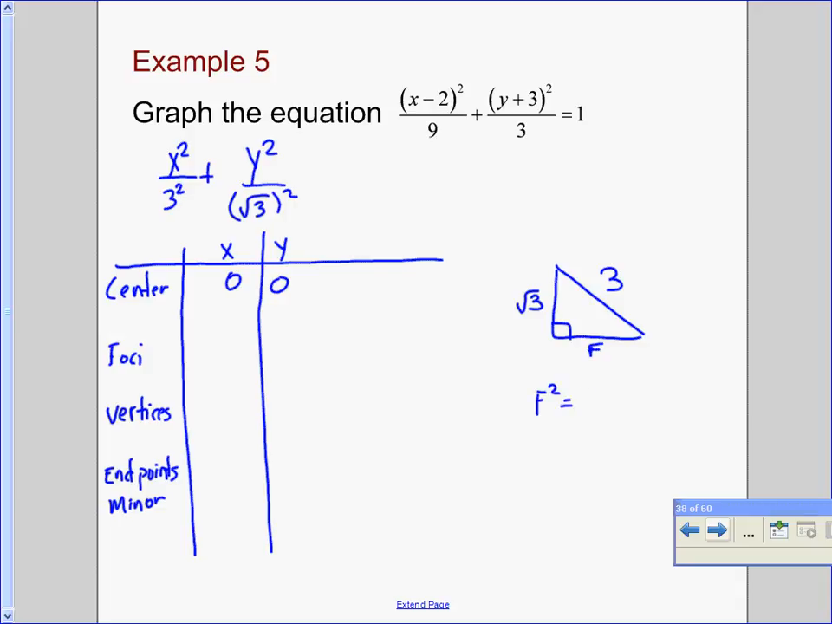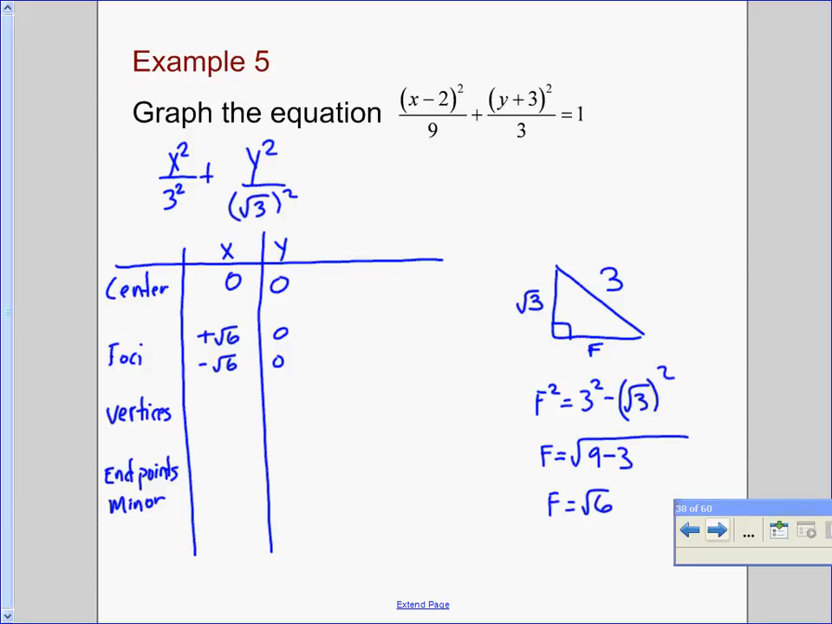So our focus squared is equal to 3 squared minus root 3 squared, and that means our focus is going to be the square root of 9 minus 3, and the focus is equal to the square root of 6. All right, so it's on our x again, so we've got plus root 6 and negative root 6, 0, 0.